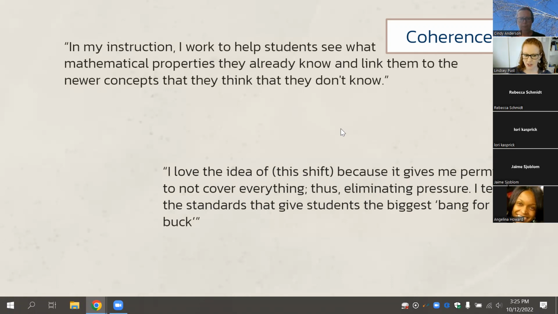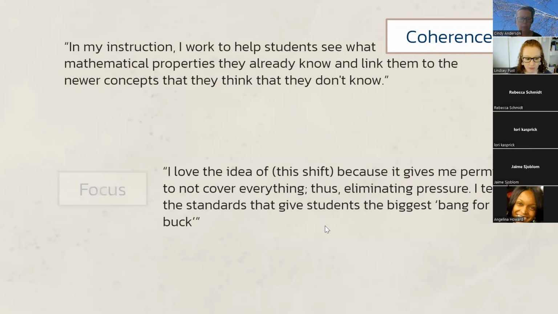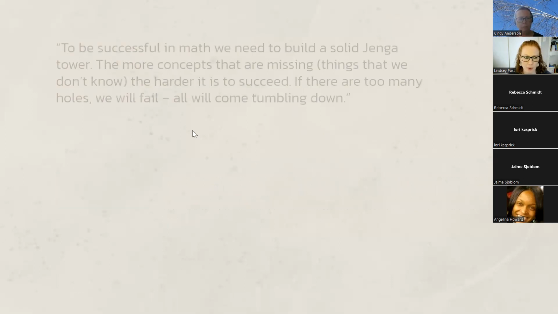I love the idea of this shift because it gives me permission to not cover everything. Yes, focus. And it can eliminate pressure. Sometimes it creates pressure for me because I'm like, but what ones do I teach, right? It's a struggle to be able to narrow it down, but it gives us permission. The standards are giving us permission, like let's focus and help students own some knowledge that they can then apply elsewhere. Okay, let's just do a couple more.